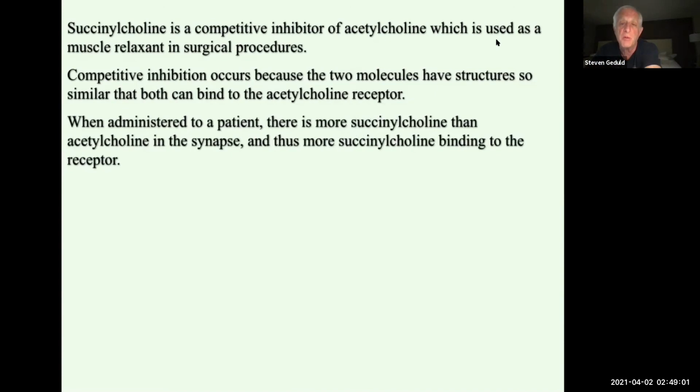When administering a patient, there's more succinylcholine than acetylcholine in the synapse. So more succinylcholine binds to the receptor. Therefore, the patient can't move because they become paralyzed. And that's what you want for a surgical procedure.